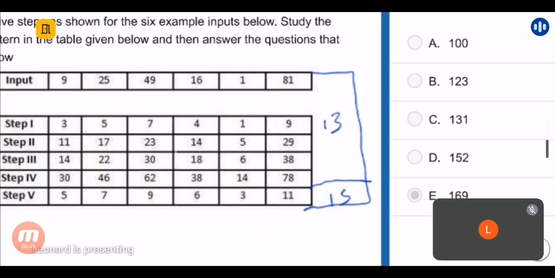So what's the relationship? The square root of 9 is 3. The square root of 25 is 5. The square root of 81 is 9. The square of 9 is 81. The square of 1 is 1. The square of 4 is 16. So what we are looking at for the input. So how do we get the input now, since we have the thing?